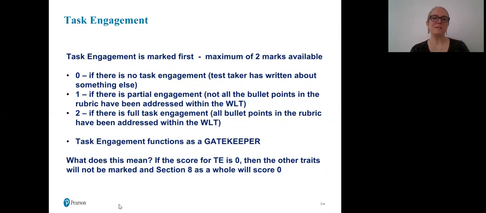Task engagement, as you'll see here, functions as something that we call a gatekeeper. So what does this mean? It means that if the test taker scores 0 for task engagement, then the other traits on the marking criteria will not be marked and the section as a whole will score 0. So, in other words, if the test taker has written nothing or has written about something else, then we would not continue to mark the task.